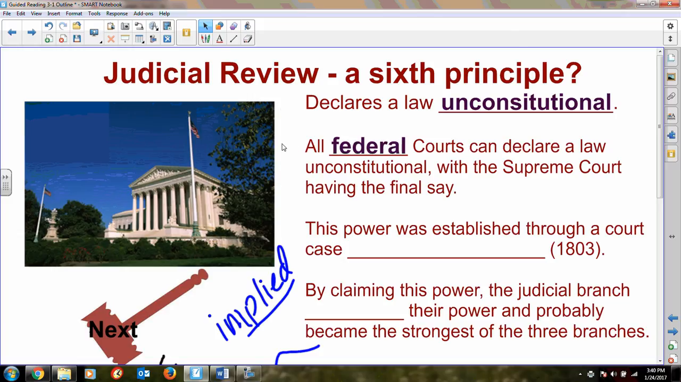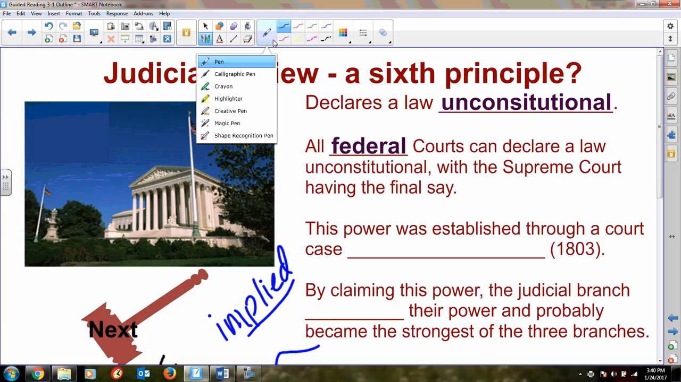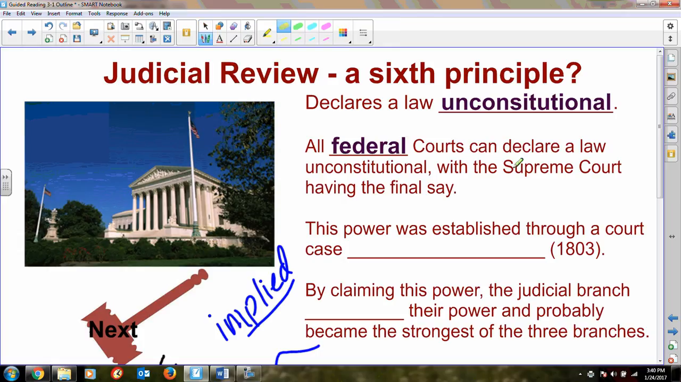Any federal court. However, as you can see, the Supreme Court is ultimately the one that has the final say. So a federal court, like the one that we have in Sioux City, can declare a law unconstitutional. But then it more than likely would go to the Court of Appeals, and then ultimately, if the Supreme Court decides that it's necessary, it will take it and review it as well. The Supreme Court does not listen to all cases.